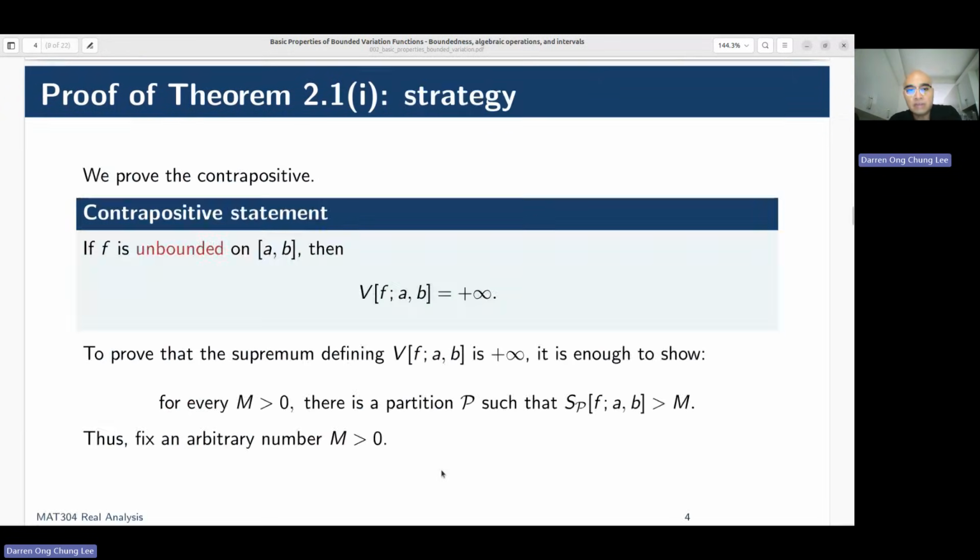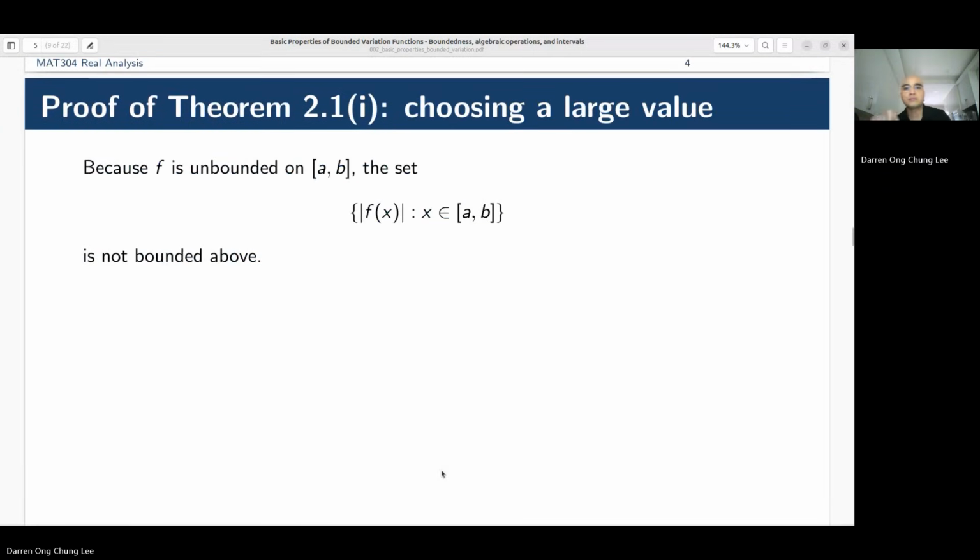Now, the next step is that we're going to have to find this partition P. So the statement we're trying to prove says there is a partition P. So our goal is to find this partition P so that SP is bigger than m. Right? So this is the main content of the proof. How do we find this partition P? So remember, our assumption for this contrapositive proof is that f is unbounded on [a,b].